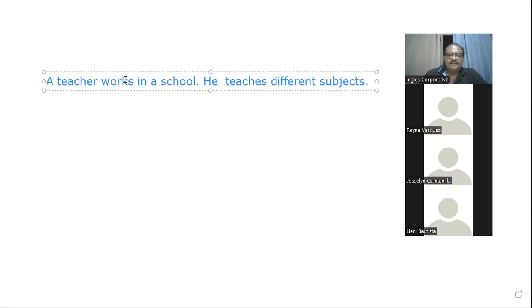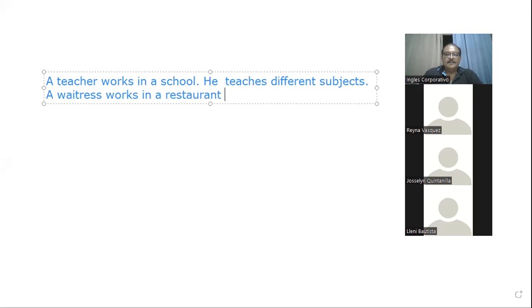Then we have the place. Okay, and then we also have the activity, but also the verbs, okay? And here you have, for example, the actions, the teacher works. Another one, waitress works in a restaurant. In a restaurant, she serves food. Okay.